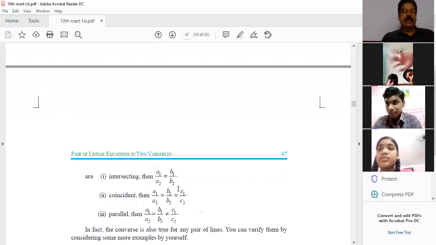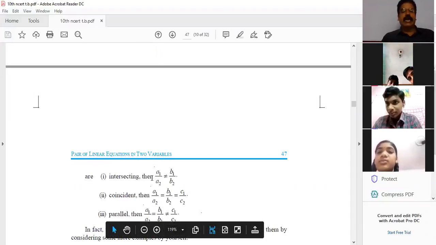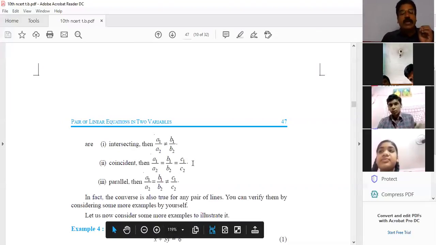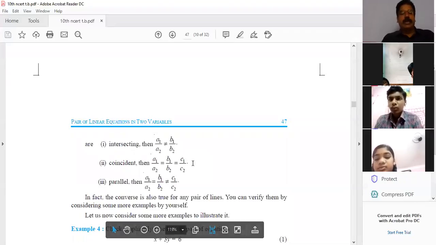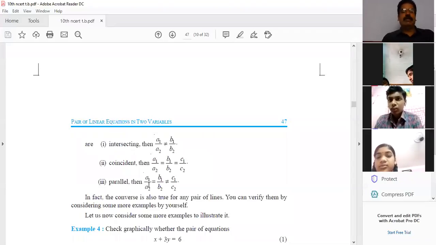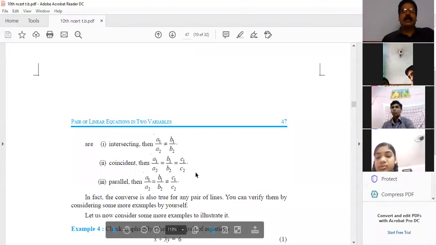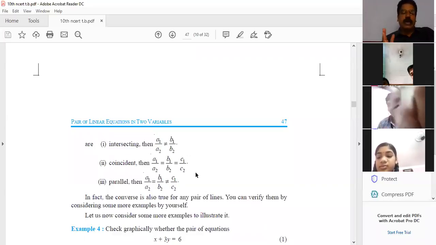In that case, see, if they are intersecting, then A1 by A2 is not equal to B1 by B2. Second case, coincident: then A1 by A2 is equal to B1 by B2 is equal to C1 by C2. They are coincident, meaning infinitely many solutions, consistent but dependent. Next, parallel lines: then A1 by A2 is equal to B1 by B2 is not equal to C1 by C2. Here they have no solution, they are parallel, and they are inconsistent.